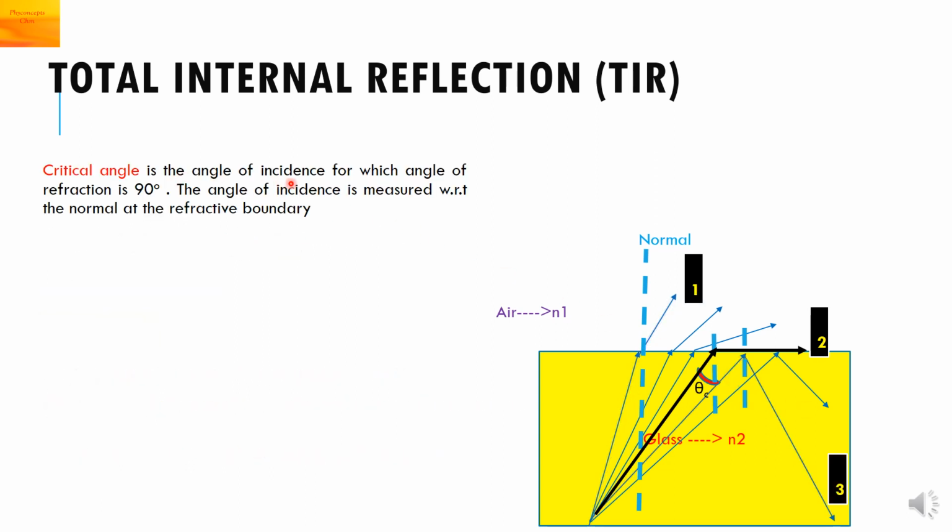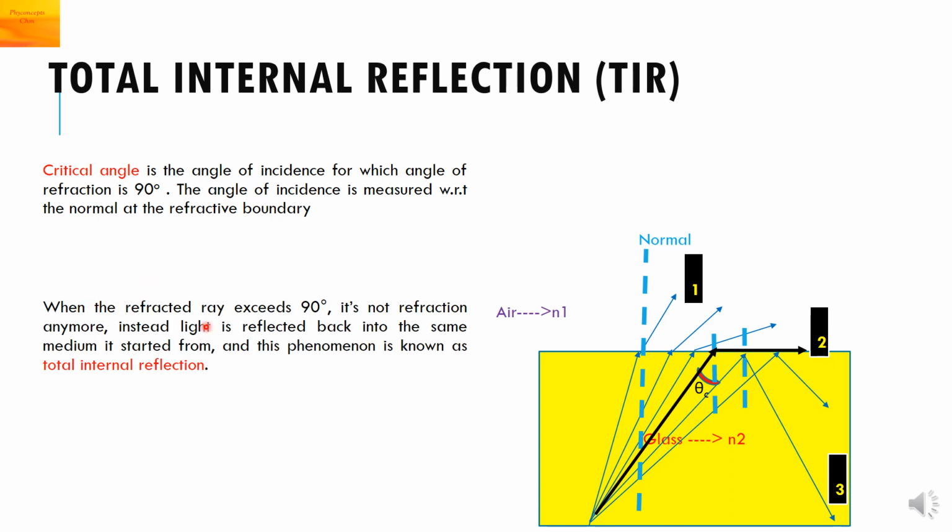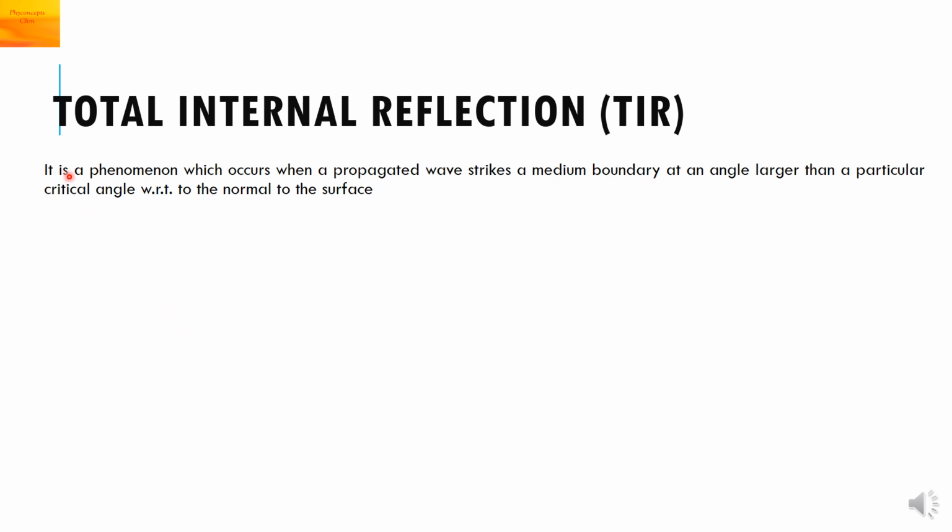So the critical angle is the angle of incidence for which the angle of refraction is 90 degrees. When the refracted ray exceeds 90 degrees, it is not refraction anymore. Instead, the light is reflected back into the same medium it started from. This phenomenon is known as total internal reflection. Total internal reflection is a phenomenon which occurs when a propagated wave strikes a medium boundary at an angle larger than a particular critical angle with respect to the normal to the surface.